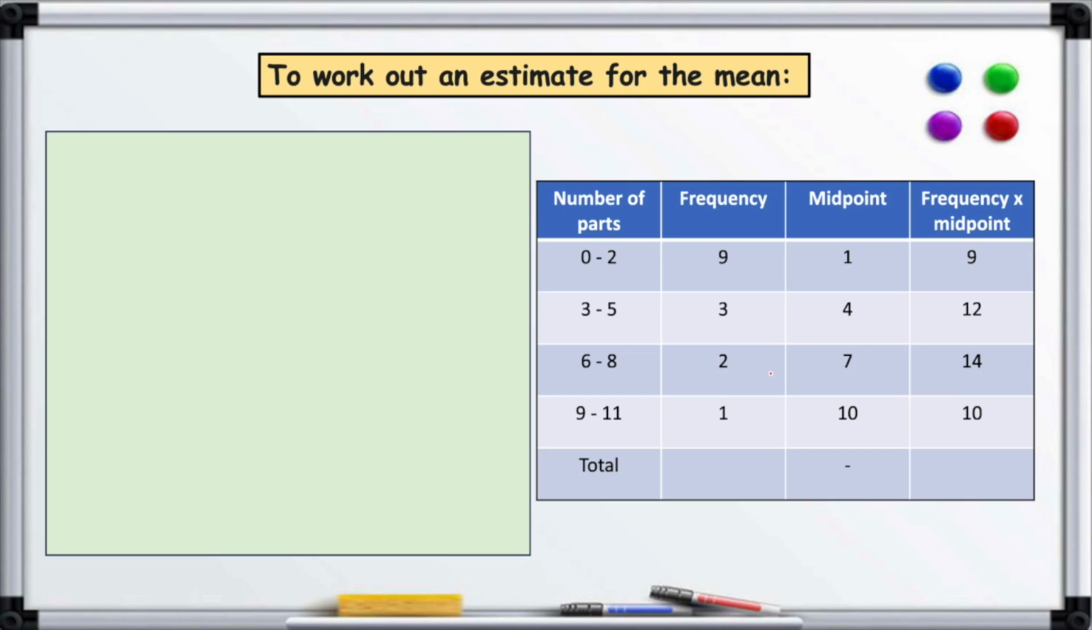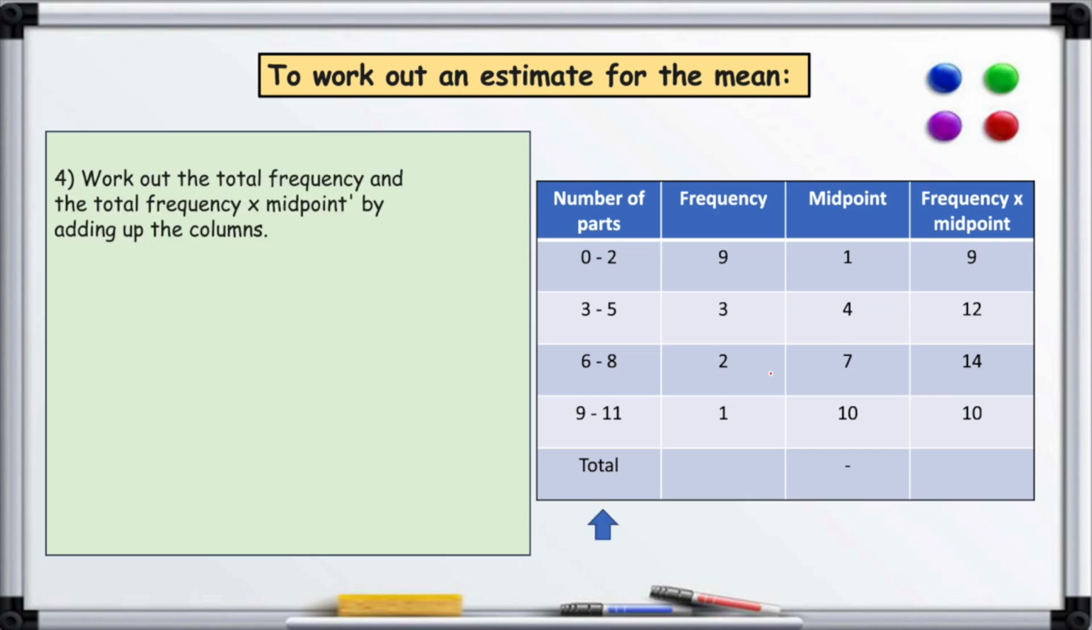Now we've got to total our frequency and our frequency times midpoints. So work out the total frequency and the total frequency times midpoint by adding the columns. So it would be 9 plus 3 plus 2 plus 1 for this total down here. And for this one, it would be 9 plus 12 plus 14 plus 10. And you put your total down there. So 9 plus 3 plus 2 plus 1 equals 15. 9 plus 12 plus 14 plus 10 equals 45.